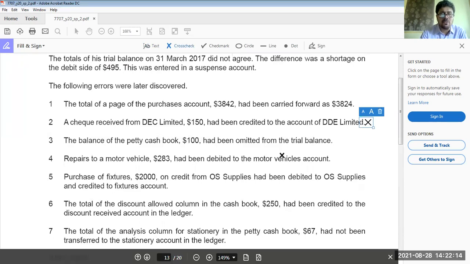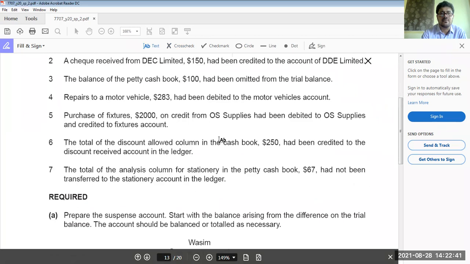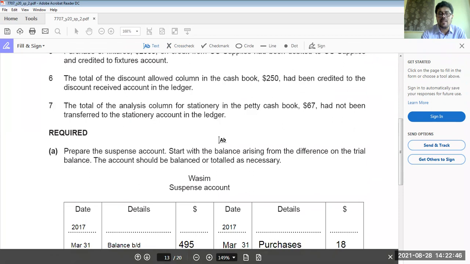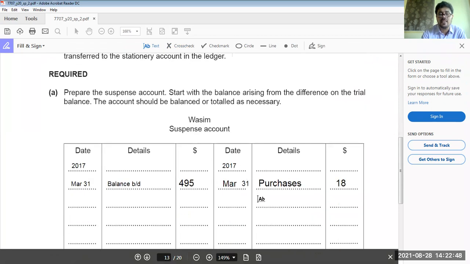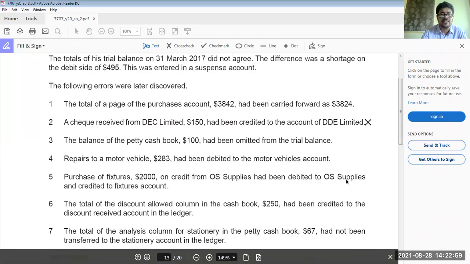The balance of petty cash book, $100, had been omitted from the trial balance. Okay, $100. When we have omitted the balance of the petty cash book from the trial balance, we have to show it. So we will debit petty cash book and we have to credit over here. How much? Done. Now move to next.